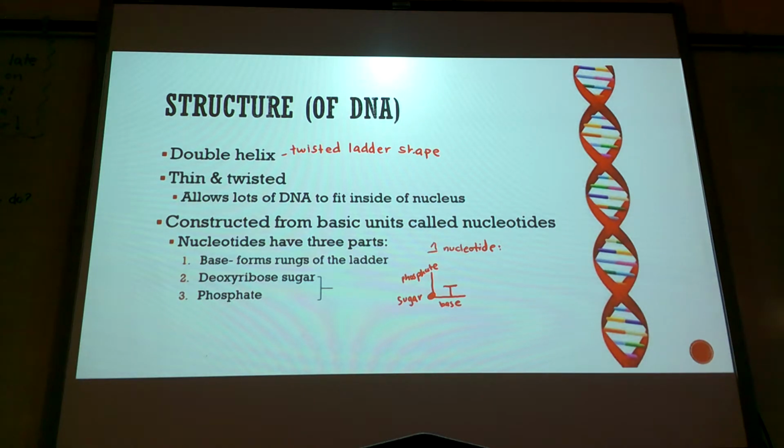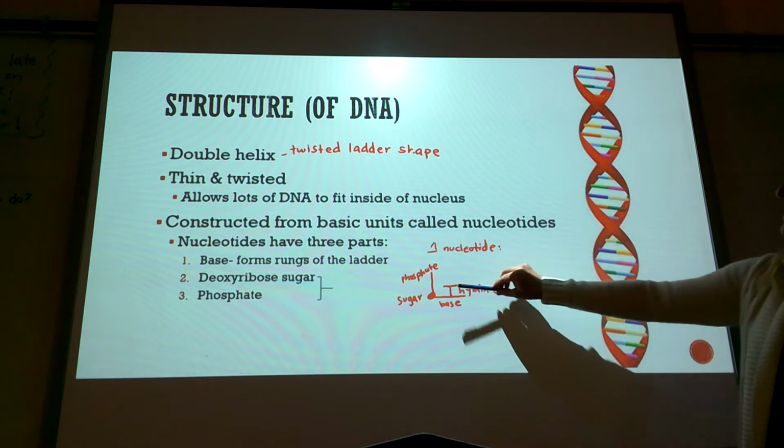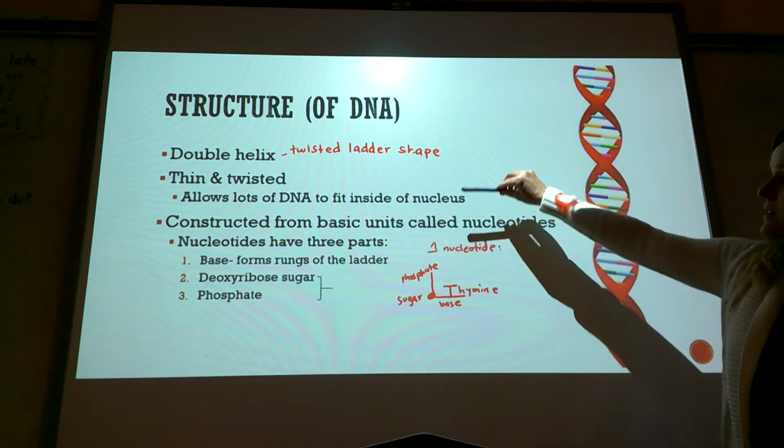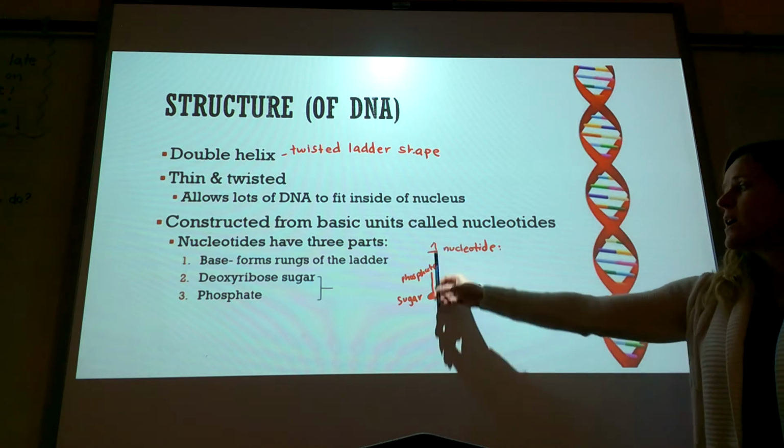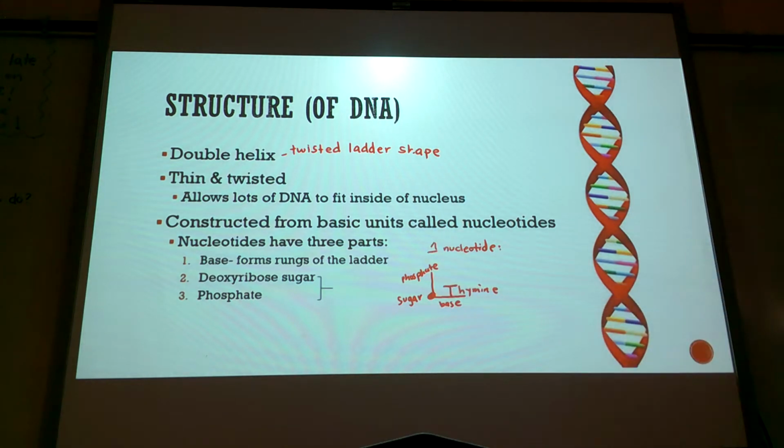Okay? So this right here would be one nucleotide. Okay, and remember T stands for thymine. So the bases are what form the steps, the middle part of this ladder. And then the sugar and the phosphate are what make the sides of the ladder, which are sometimes called the backbone.